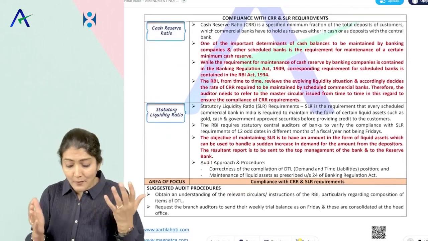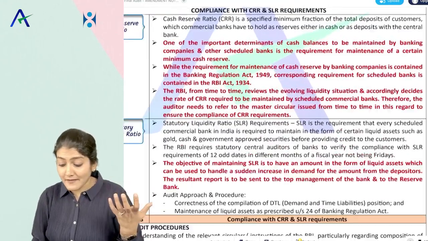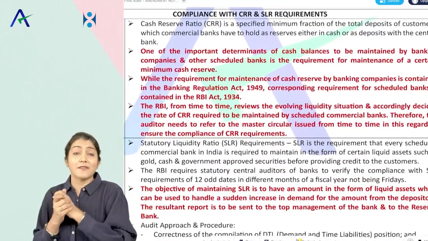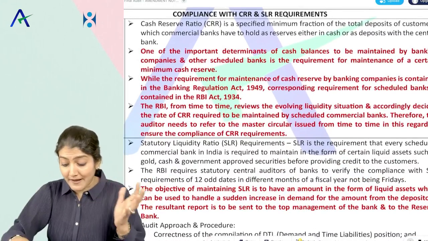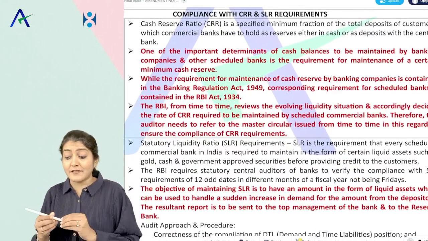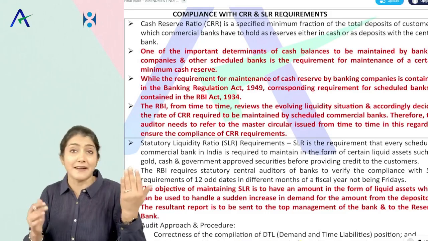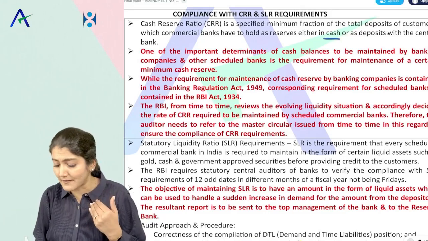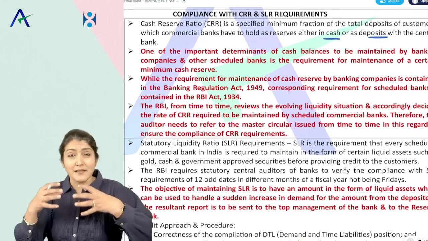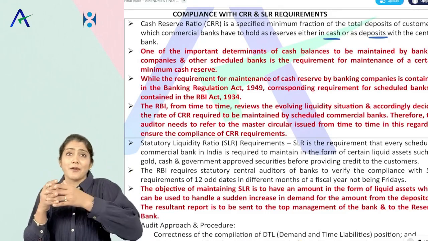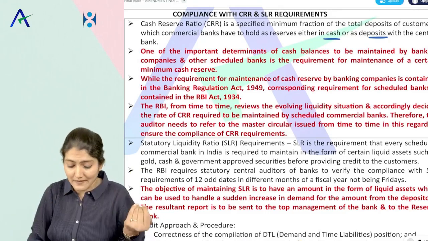Okay, right. So now, cash reserve ratio. What does it say? It is the minimum fraction of the total deposits of a customer, which commercial banks have to hold as reserves, either in cash or as deposits with the central bank. Which is the central bank? It is the RBI. So either a certain percentage of the total deposit is kept with themselves or kept with the central bank.